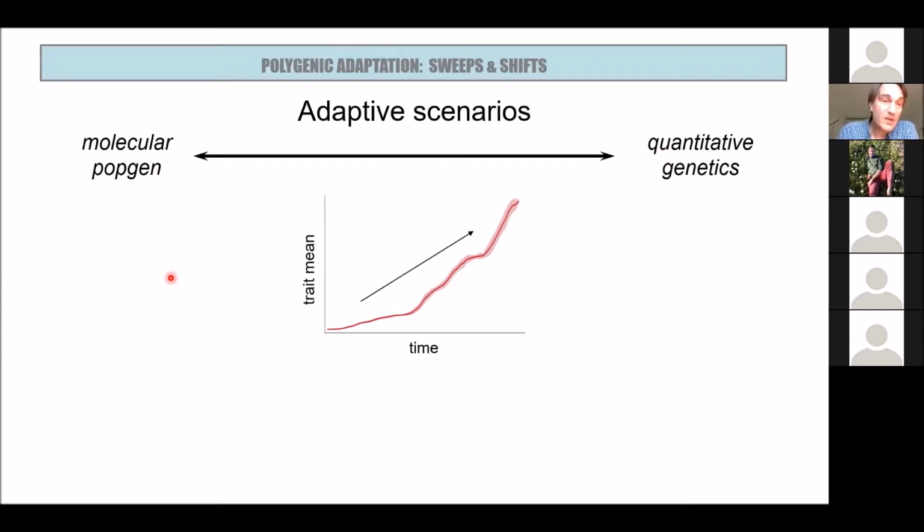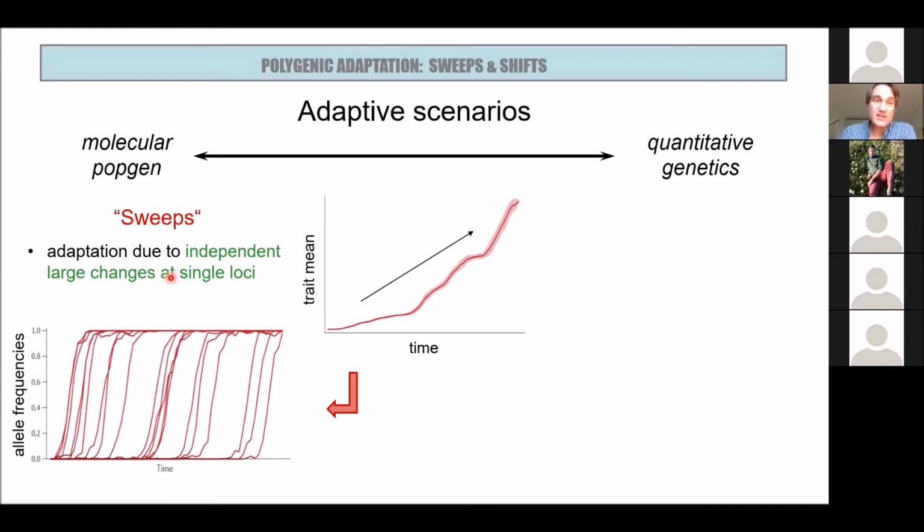Now in molecular population genetics, adaptation is usually seen as happening by what's called selective sweeps. So what's a selective sweep? That is the idea that we have adaptation or selection acting on single new mutations that usually enter the population, one after the other.